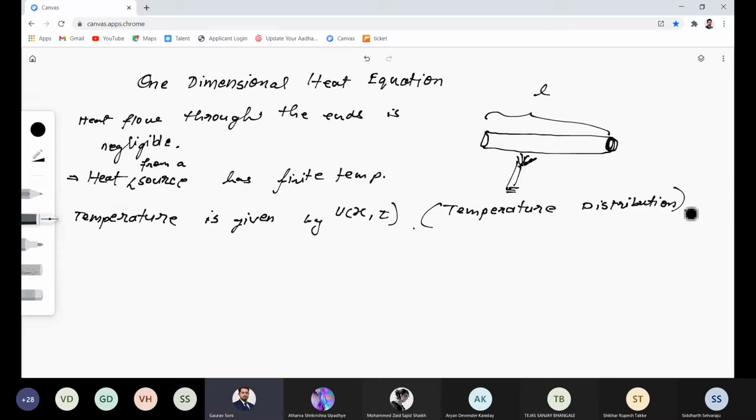Now this complete system: there is a rod, the heat flow from the two ends is negligible, and the heat source has finite temperature, so it cannot be unbounded. This complete system is governed by one-dimensional heat flow. The heat flow is linear, not flowing in two directions. If you have a metal plate and you are heating it from the center, the heat flow will be in all directions. That is two-dimensional heat flow. When we are heating a rod, the heat flow will be linear, so this is one-dimensional heat flow.